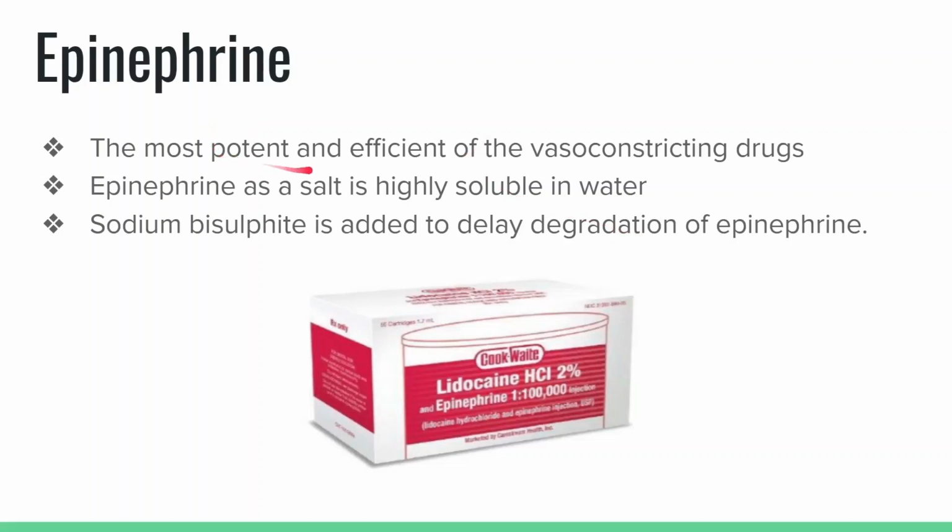So epinephrine, let's talk a little bit more about it. It's the most potent and efficient of the vasoconstricting drugs because it's endogenous, right? It's an endogenous chemical, so it's going to be very, very potent. Epinephrine as a salt is highly soluble in water, which is useful. We want it to be soluble in water because the formulation itself is 0.9% sodium chloride. And sodium bisulfite is added to delay the degradation of epinephrine, something we already discussed in the beginning. We said that we add a preservative to delay the degradation of the epinephrine.